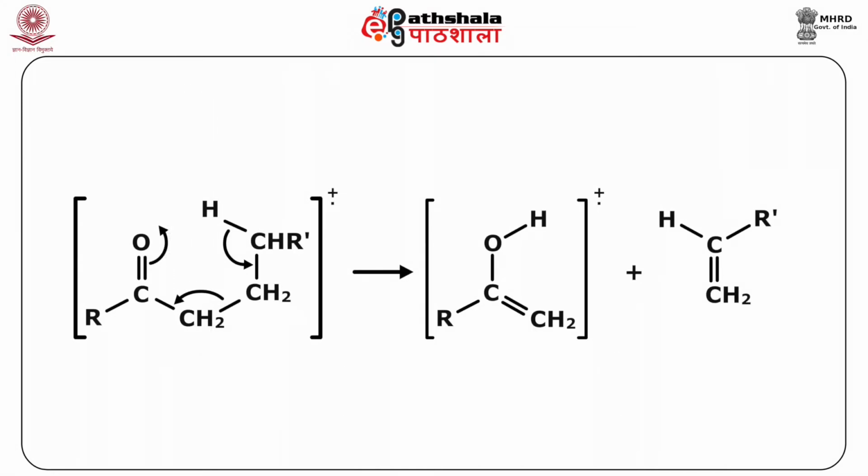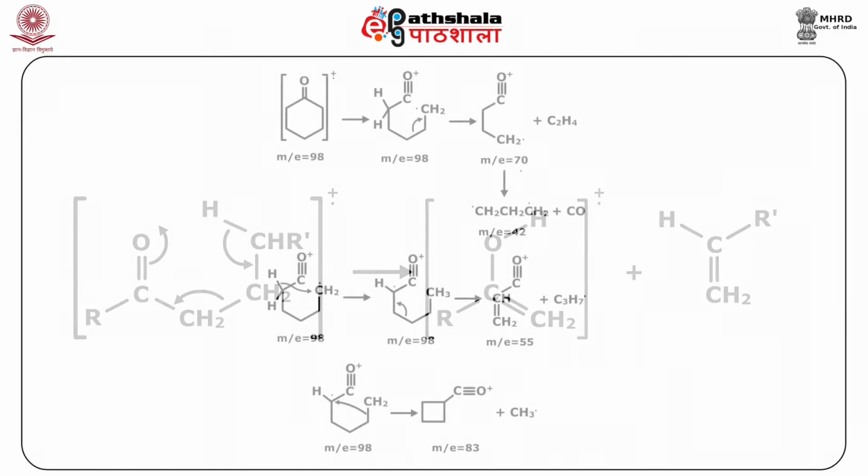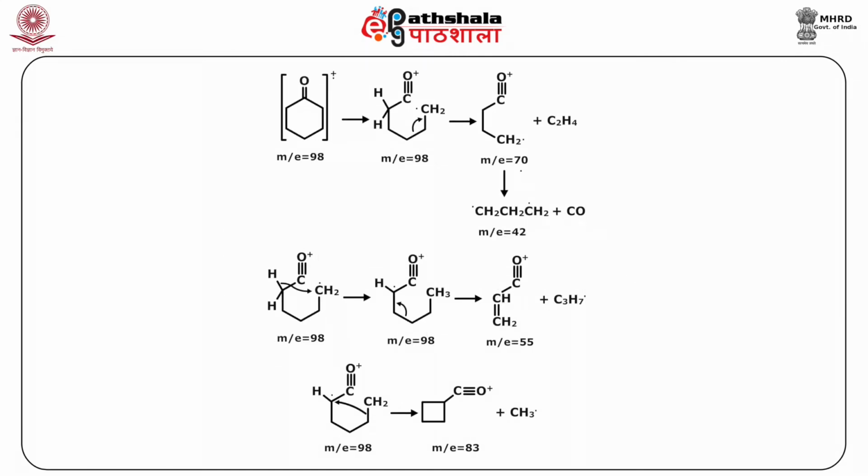If gamma hydrogen is present, then McLafferty rearrangement is definitely possible, and you can see this here where gamma hydrogen is present in the case of this ketone, and how the McLafferty rearrangement takes place to form these particular species, and these fragments are also observed in the mass spectrum. Cyclic ketones undergo fragmentation and rearrangement in many various ways.